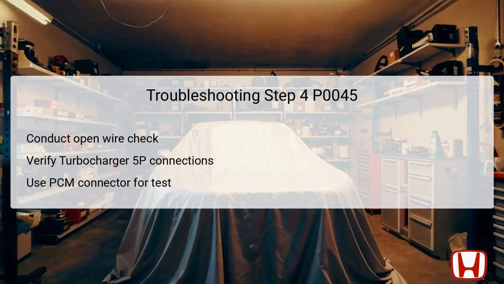You will need to check continuity between 2 points: the female terminal number 5 of the Turbocharger 5P connector and pin number 26 of the PCM connector E. If continuity exists between these 2 points, that implies that the wire is intact, and you can proceed to the next step of the troubleshooting process. Conversely, a lack of continuity indicates an open circuit in the WG-MTR1+ wire, and the necessary repairs need to be addressed before further testing can continue.